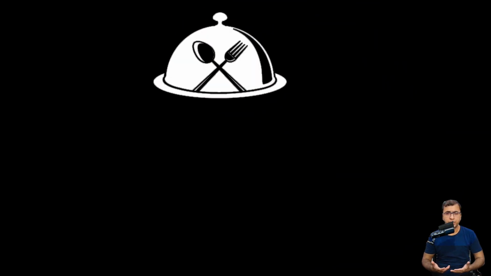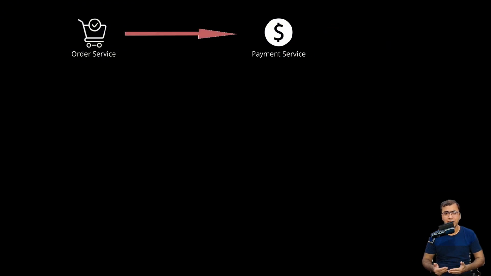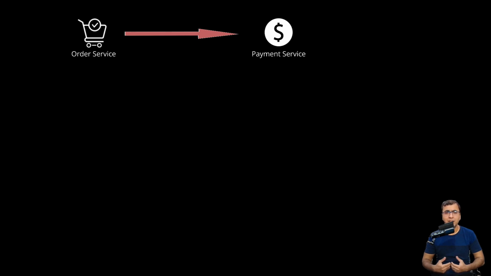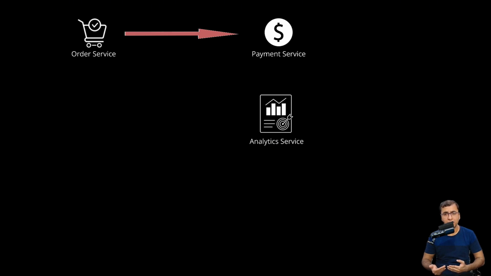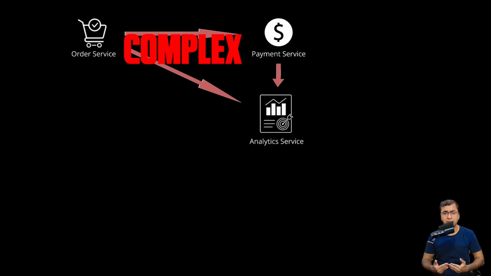Assume you are building a food delivery app which is composed of different services such as the order service and the payment service. The order service is directly connecting and sending data to the payment service. Since there are only two services, it is very easy to share the data between them. Now let's say you add another service, the analytics service, which shows a graphical representation of your orders and payments data. This service connects both the order and the payment services to display data in the form of graphs. As you can see, increasing the number of services also increases the complexity between them, which becomes very difficult to manage.